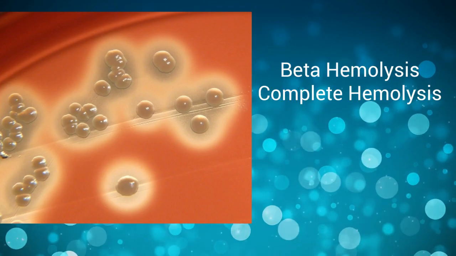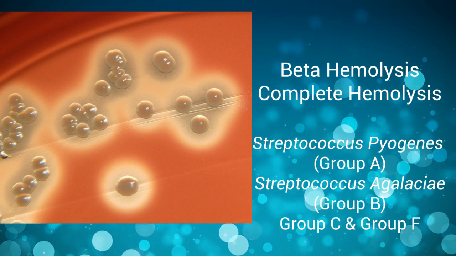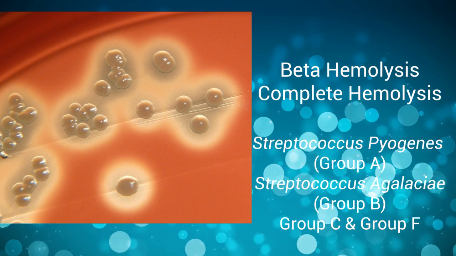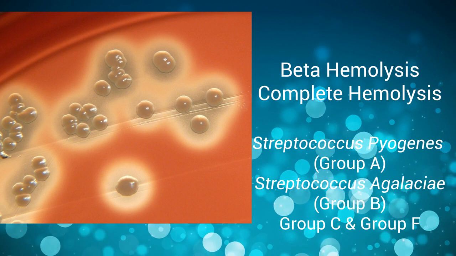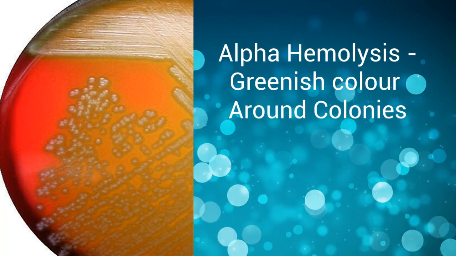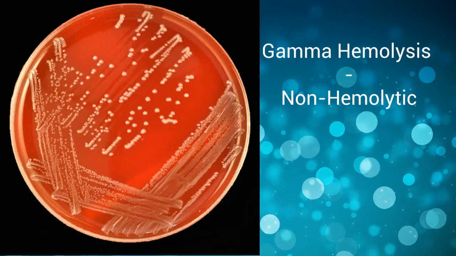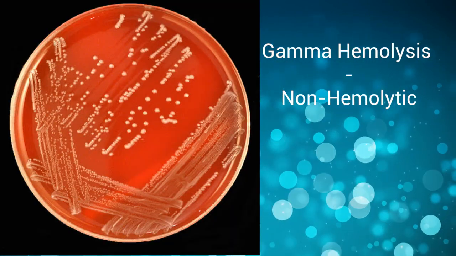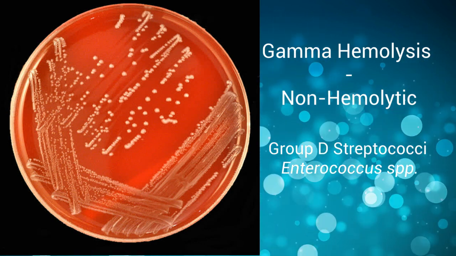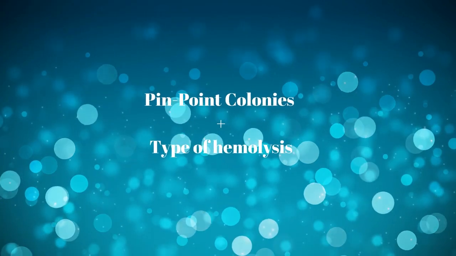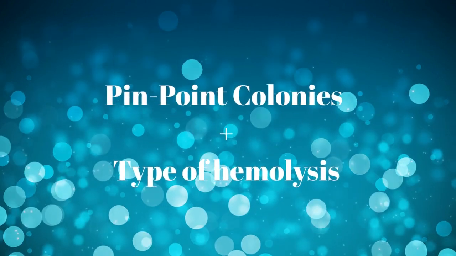Beta hemolysis is shown by group A Streptococci, example Streptococcus pyogenes, group B Streptococci, example Streptococcus agalactiae, and some of the group C and F Streptococci. Alpha hemolysis is shown by Streptococcus viridans and Streptococcus pneumoniae. Gamma hemolysis, which means no hemolysis, is shown by the group D Streptococci, example Enterococcus species. So, merely by looking at the size and hemolysis pattern, we could differentiate between various streptococcal groups before proceeding for further identification.